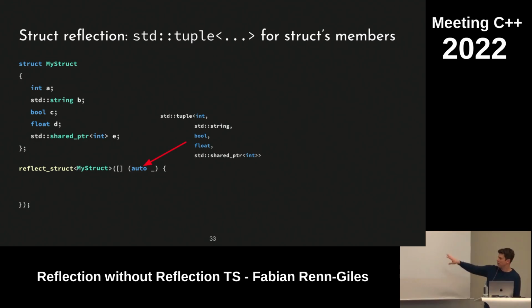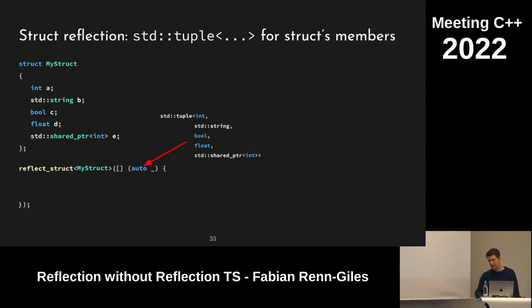We have our reflect struct function that takes a template argument, which is my struct. It calls that lambda with a tuple that represents the members of that struct. This is not quite correct yet because the lambda needs to pass in a value. So we're actually going to pass in an instance of that tuple. We don't really want that, right? We just want a type basically passed in there.